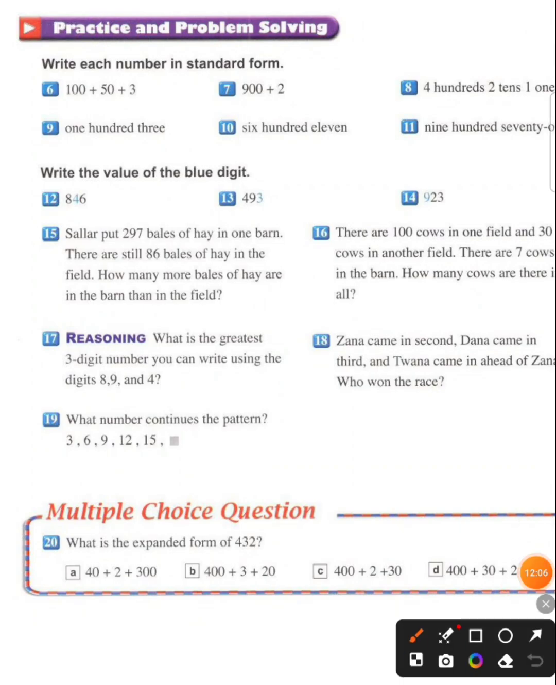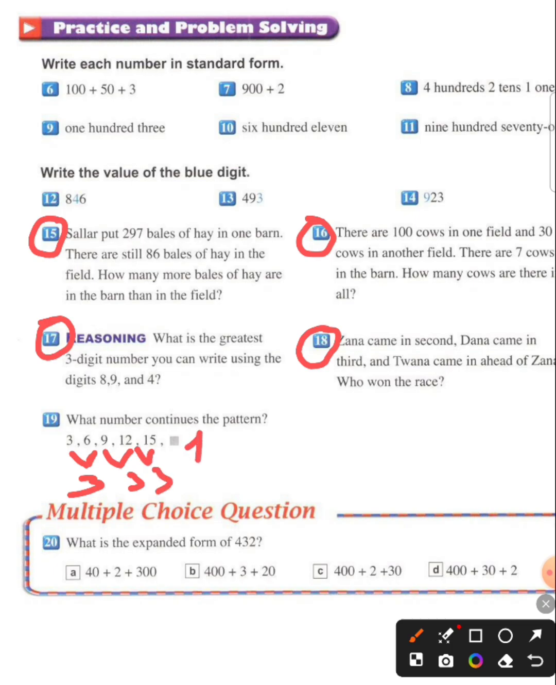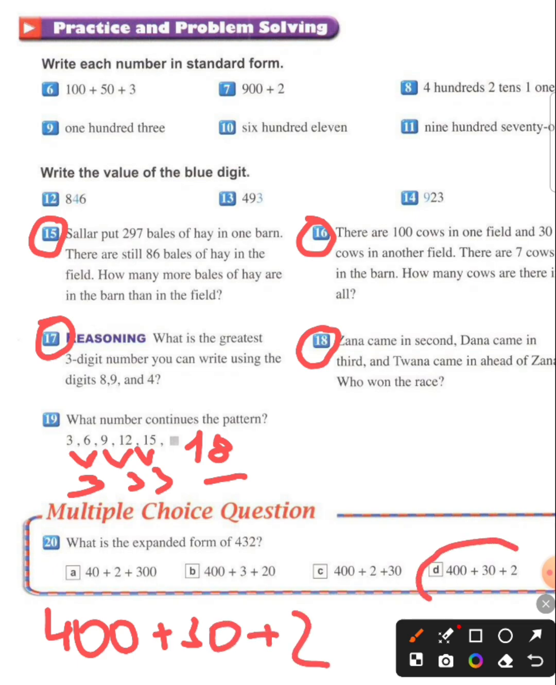I must say numbers 15, 16, 17, 18 you will do for your homework. And what's the number in the continued pattern: 3, 6, 9, 12, 15? It's always plus 3 between them. It means 15, 16, 17, 18 it will be. What is the expanded form here? 400 plus 30 plus 2. 430 plus 2, it means Z is correct. Okay, so please make 15, 16, 17, 18 for your homework.